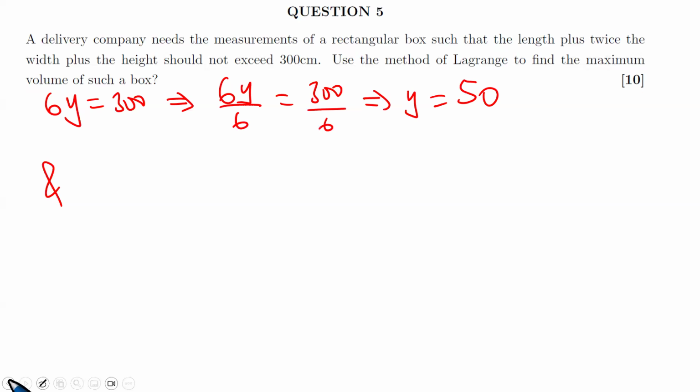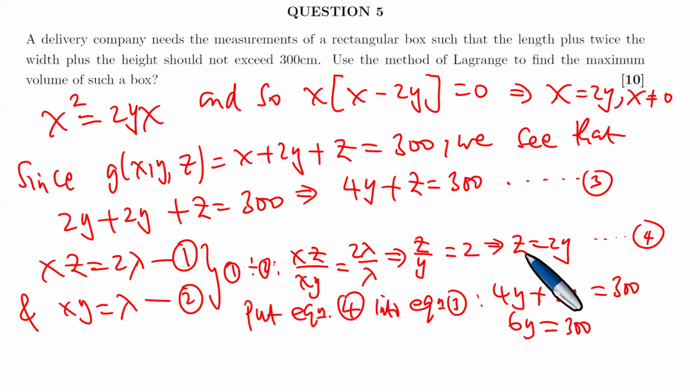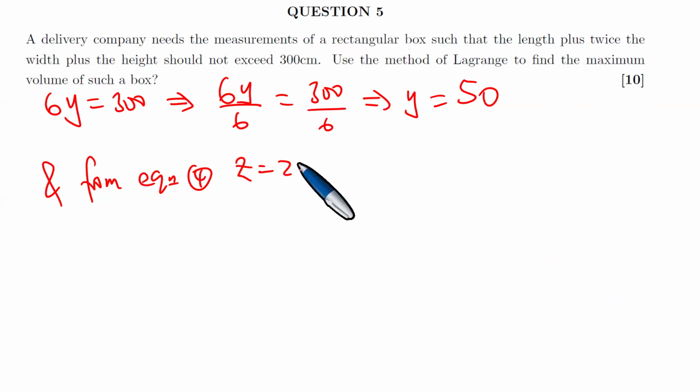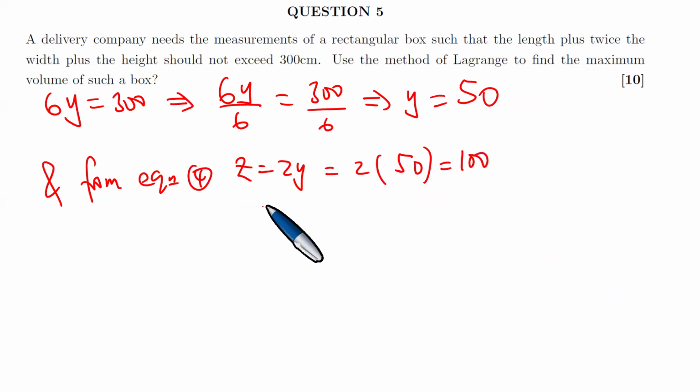And now we just go back to our equations, these things here. Z is 2y, equation 4. From equation 4, z is 2y, so that is 2 times 50. We want to get x, y, and z, remember. 2 times 50 is 100. So z is 100. And now it remains to get x as well.